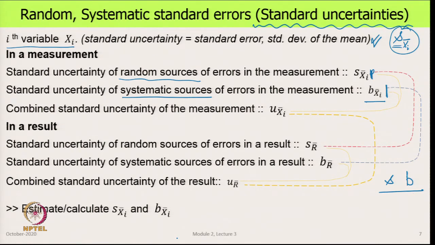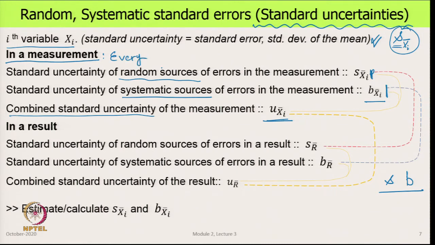And when we combine these two, what we will get is what we call the combined standard uncertainty of the measurement, and this we give with the symbol U, and the subscript which is the parameter of interest. Xi is the parameter of interest. As many xi's, as many S xi's, B xi's, U xi's, that is what it is. So, that is all for a measurement and for every measurement.